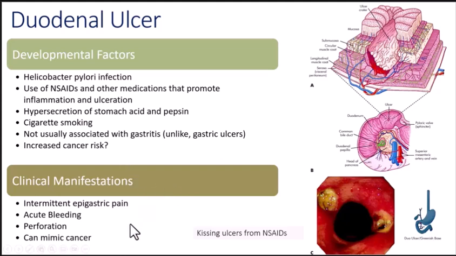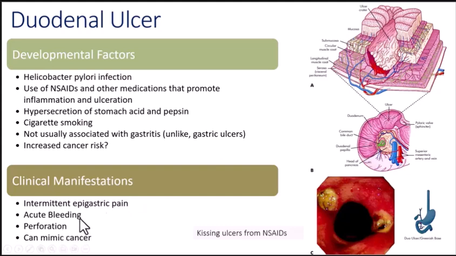Now let's look at clinical manifestations. So remember, that's the signs, symptoms, or evidence that some sort of disease or condition exists. Intermittent epigastric pain, acute bleeding, and perforation can all be seen with both gastric and duodenal ulcers. Epigastric pain is pain in the upper abdomen area, which is where your stomach is located. And of course, the perforation is a much more serious state and more unlikely than these states.